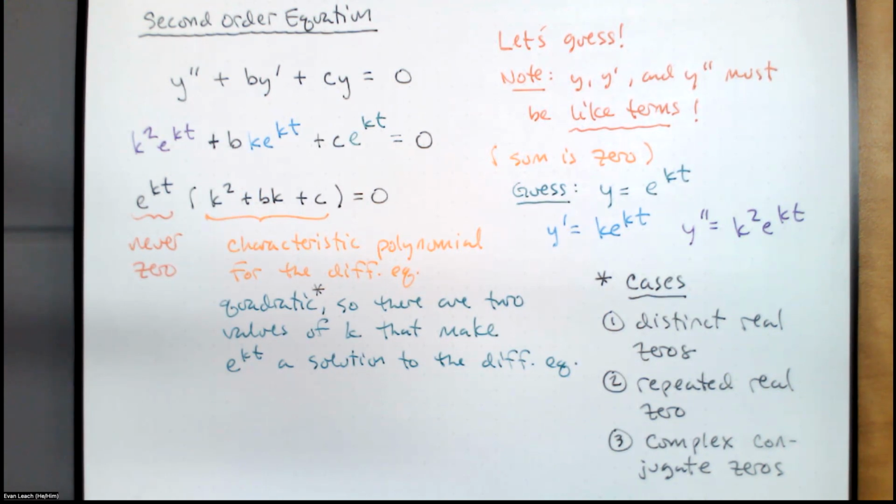So we need reactions to all three of these cases. What happens if there are distinct real zeros? What's the general solution look like? What happens if it's a repeated real zero? What's the general solution look like? What happens if we have complex conjugate zeros? What's the general solution look like?